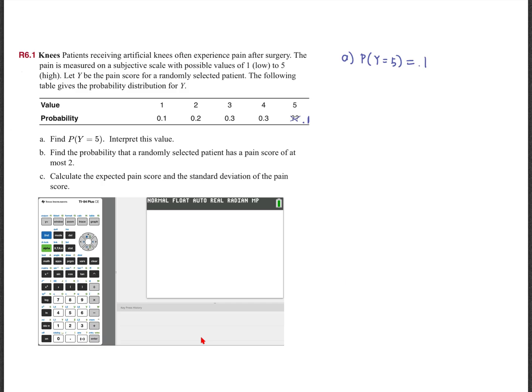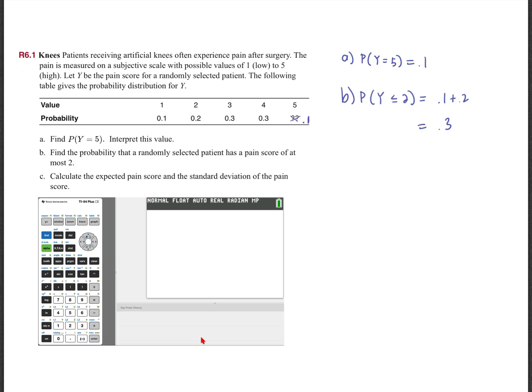B, find the probability that a selected patient has a pain score of at most 2. So we want the probability at most 2, so that's Y is less than or equal to 2. All that is just adding the probability of 1 and 2 together from the table. 0.1 plus 0.2, and that's 0.3.